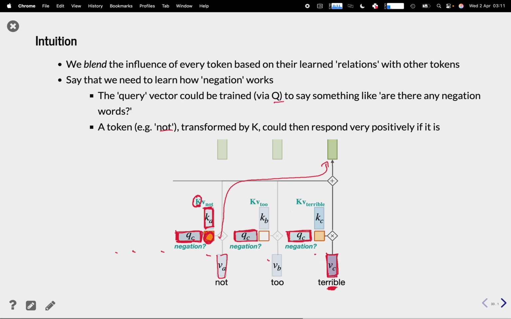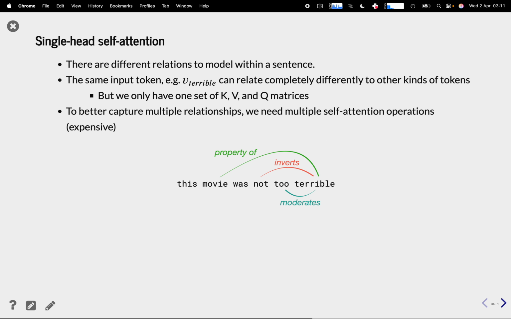All right, good. Like I said, a single Q matrix can only learn to ask a simple query like an inversion, but you can also have a moderation, like too will moderate terrible. And terrible is a property of the word movie, right? If I want to learn those relationships, in principle, I would have to create a single self-attention layer for every possible relationship that we want to learn.